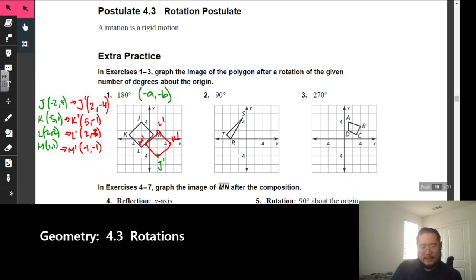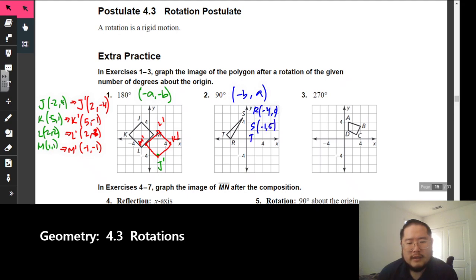All right, let's go next to number 2. When we rotate 90 degrees, we have negative B, A is the rule right here. So let's go ahead and write the rules down. Point R is at negative 4, 0. S is at negative 1, 5. And T right here is at negative 5, 1.